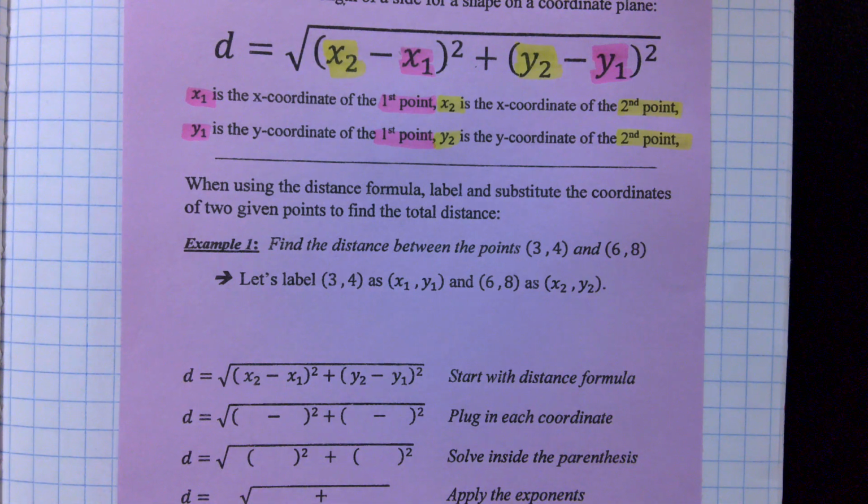So if this is my first point, it would have coordinates of x1, y1. Imagine this is a graph. It kind of looks like one anyway. And your friend, that's the second point, has the coordinates x2, y2. Everybody kind of understanding that so far? Is that kind of making sense? Okay.